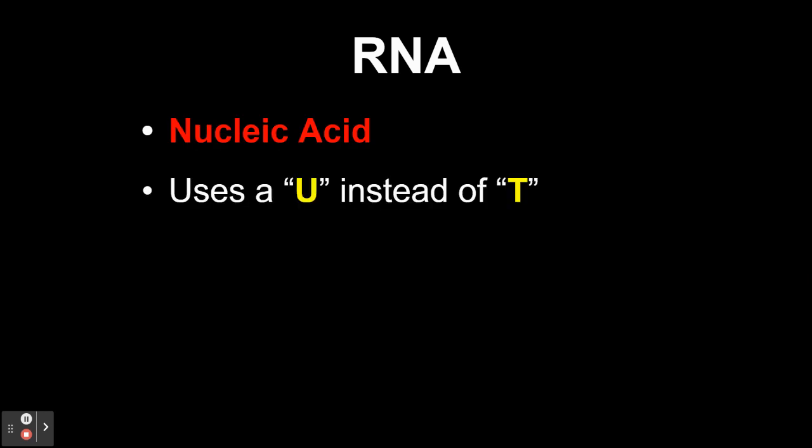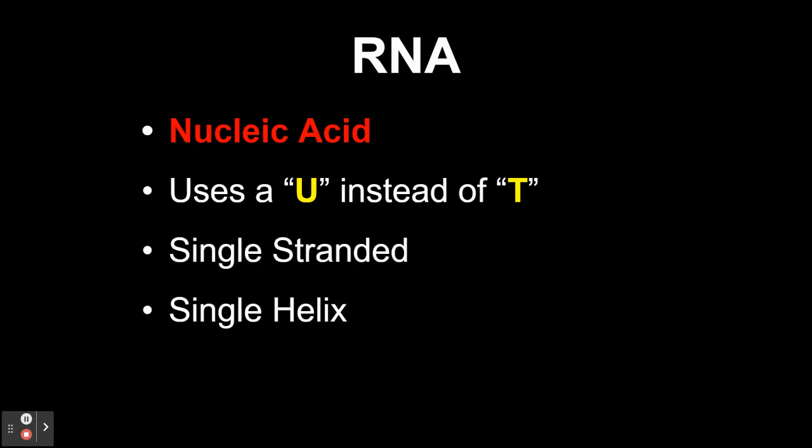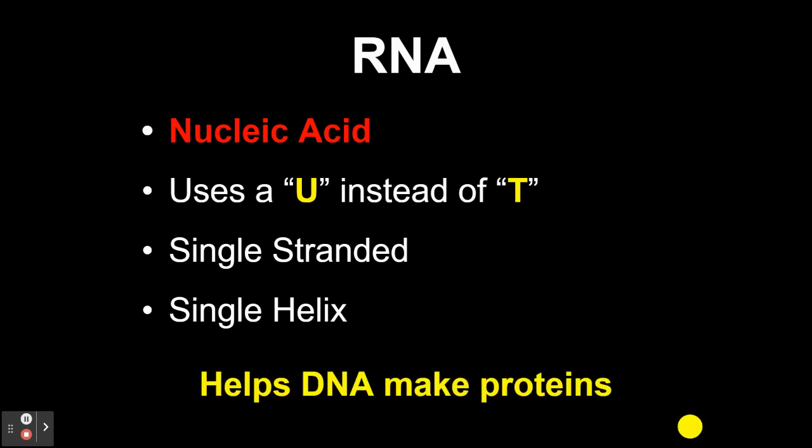Now, finally, RNA, it's also a nucleic acid. So it's also made of nucleotides, but it's a little different. It uses a U instead of a T. It's single stranded and it's a single helix. And then, as we will see, it really is involved in helping DNA make proteins.